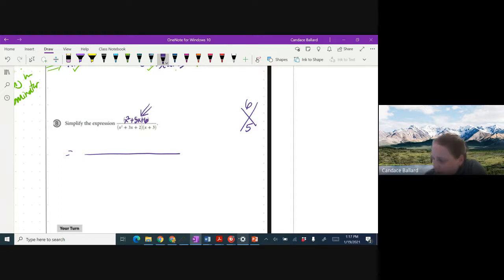All right. 2 and 3. So we're going to write x plus 2 times x plus 3. I didn't need a box, right? No leading coefficient. Okay, check this out.